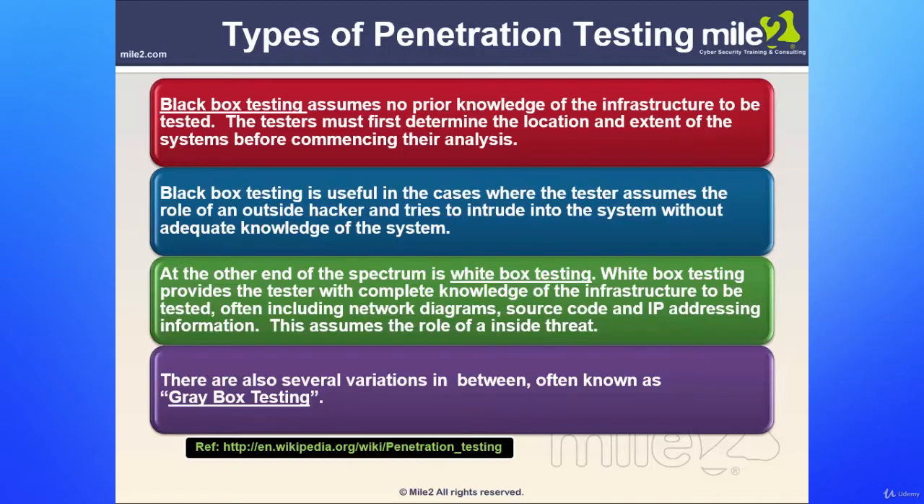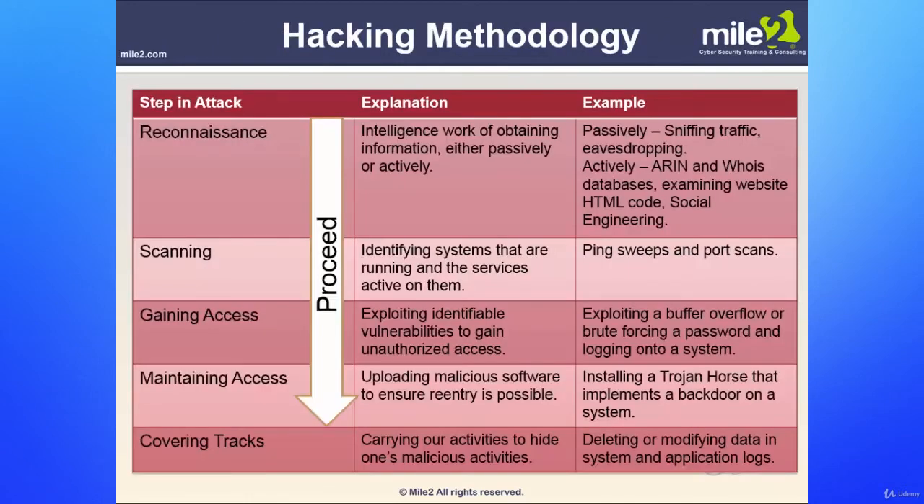All right. Other things to remember is hacking methodology. There's 5 phases, and the phases need to be known in order. We have what's called reconnaissance. This is basically where we go in and we intelligently work off obtaining information either passively or actively. And passively we mean by sniffing traffic, by eavesdropping, by looking over someone's shoulder.